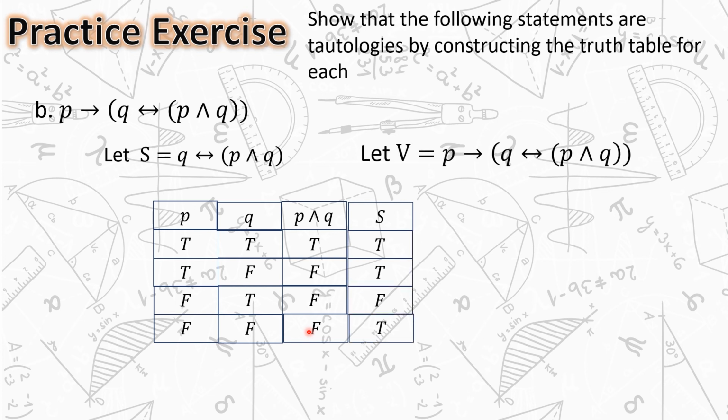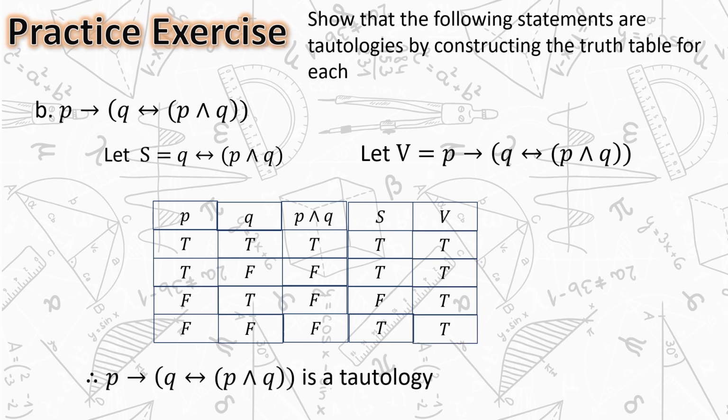Next, let us have V to represent if P, then Q if and only if P and Q. So we have our hypothesis P and the conclusion S, which represents Q if and only if P and Q. So if P is true and S is false, this will be false, and we do not see that in any of the rows. Therefore, V is true for all 4 rows. Hence, this is a tautology.